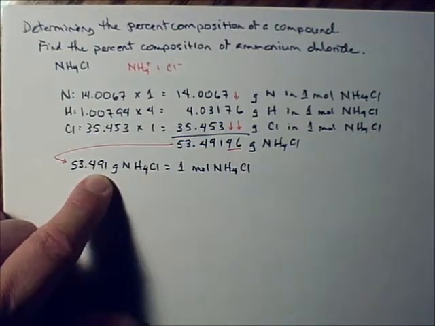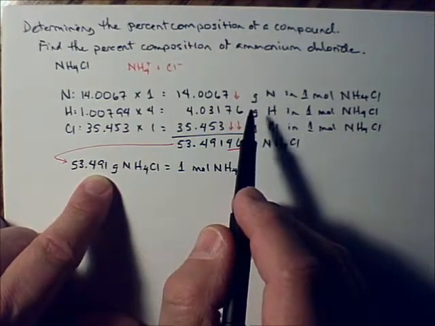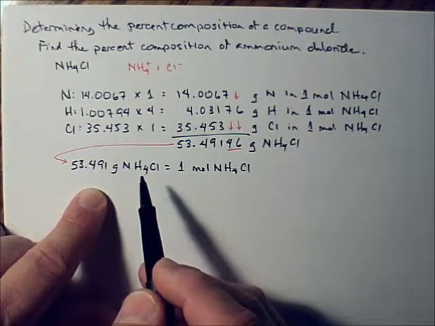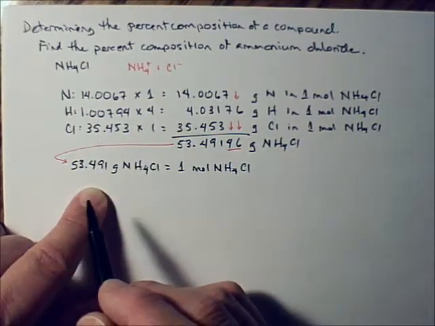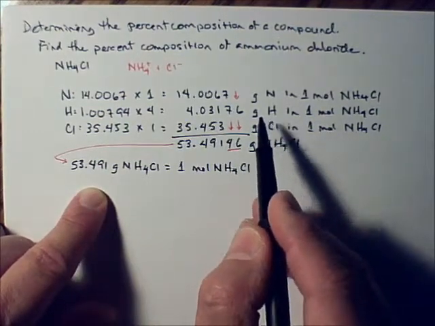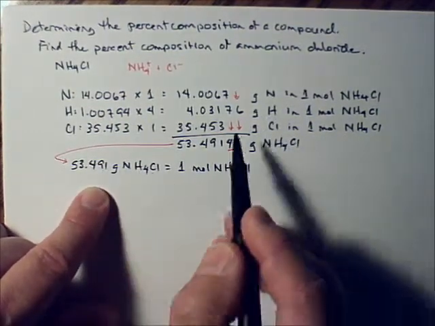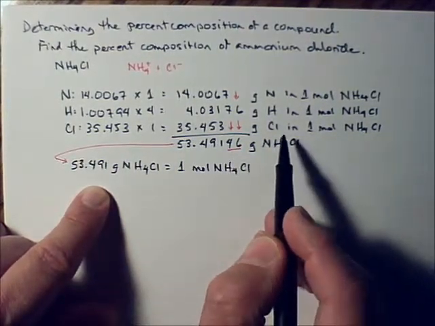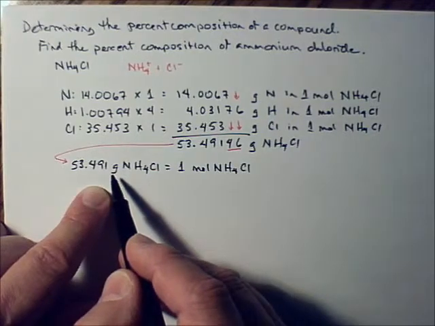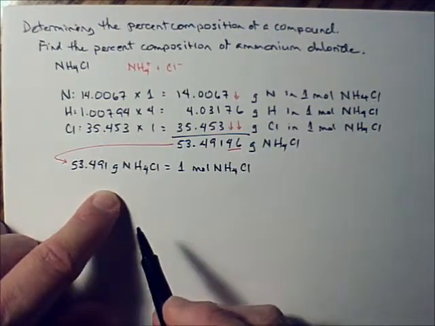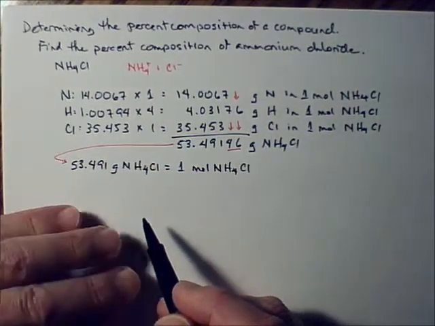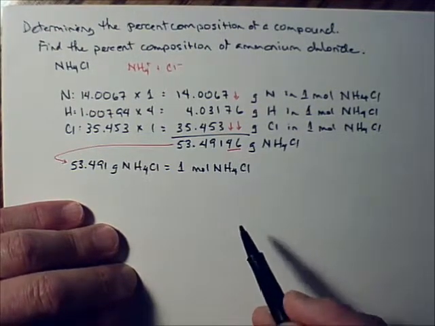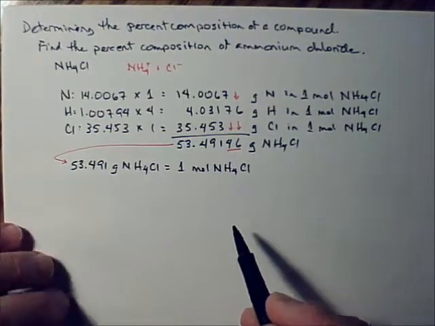And since percents are parts over wholes, we can take this part, divide it by the whole, multiply by 100 to get the percent of nitrogen. And take this part, which is the hydrogen, divide it by the whole, get the percent of hydrogen. And take this part right here, which is the chlorine, divide it by the whole here, multiply by 100, and we get the percent of chlorine. And that's what percent composition is. The percent of each of the elements in 1 mole of that formula. Does that make sense? It is easy. It's super easy.